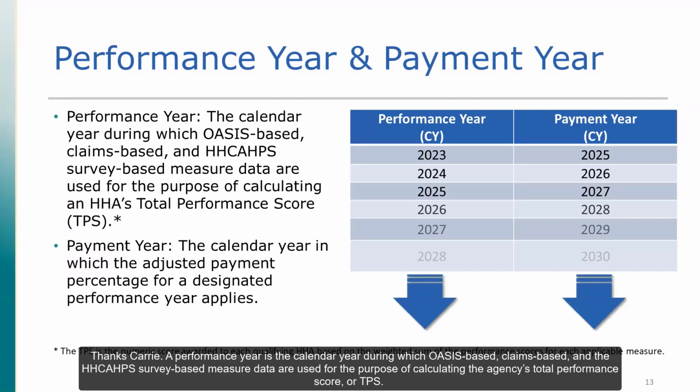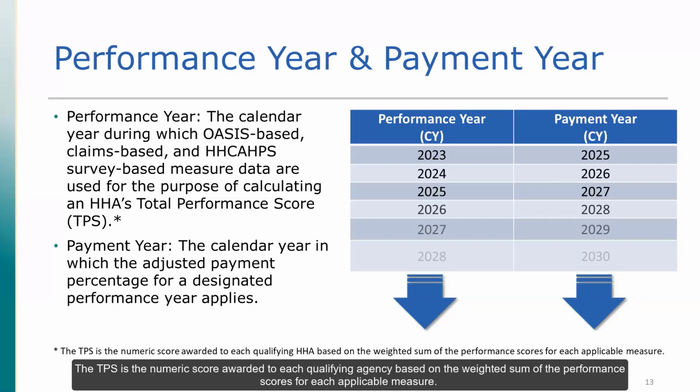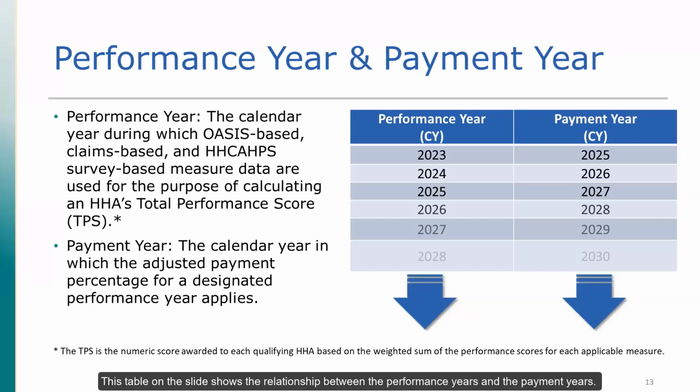A performance year is the calendar year during which OASIS-based, claims-based, and the HHCAHPS survey-based measure data are used for the purpose of calculating an agency's total performance score, or TPS. The TPS is the numeric score awarded to each qualifying agency based on the weighted sum of the performance scores for each applicable measure. A payment year is the calendar year in which the adjusted payment percentage for a designated performance year gets applied. This table on the slide shows the relationship between the performance years and the payment years.